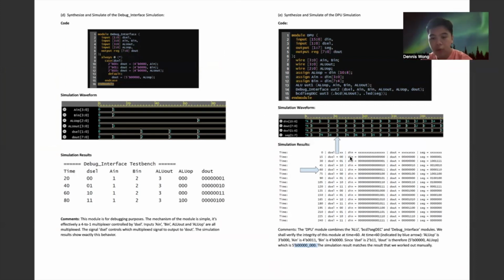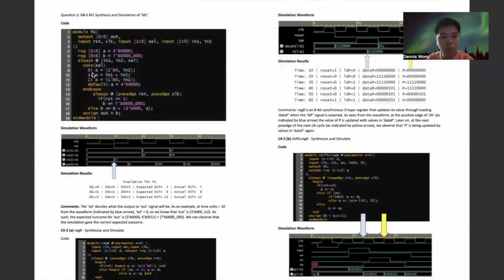So if we look at the simulation for the DPU module, let's take a timestamp at time equals 60. At this point, the SCL is 1, 1. And so the D out would be a combination of 5 zeros and ALUOP. If we look at the ALUOP, it is assigned D in the 10th bit to 8th bit. So if we look at the D in here, 10th bit to 8th bit is 3 zeros. So the D out would be a total of 8 zeros. So this is the simulation result for the DPU module.